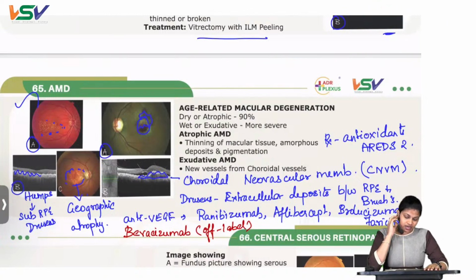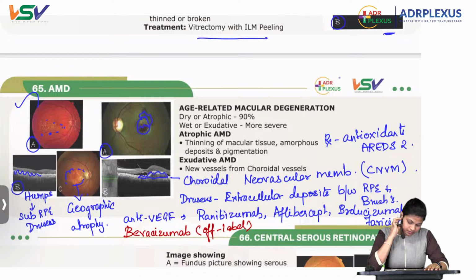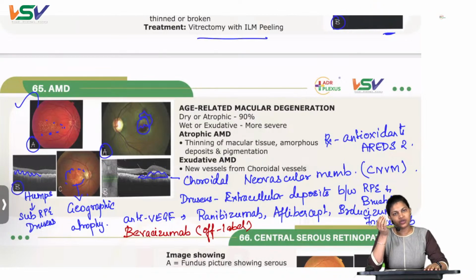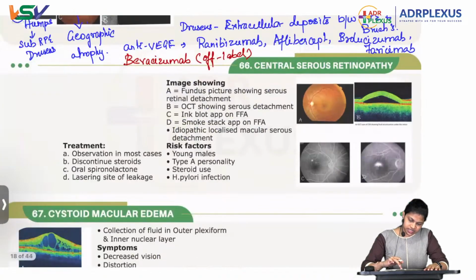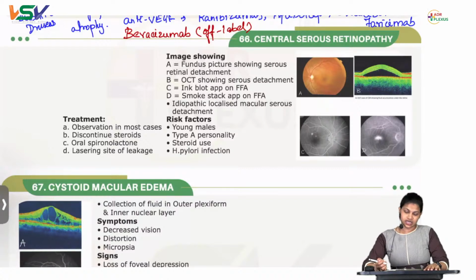So, age-related macular degeneration, dry or wet. Dry has drusens, humps in the OCT, sub-RPE drusens, geographic atrophy, and you have the AREDS 2 formula antioxidants as the treatment. In exudative, you have neovascularization, choroidal neovascular membrane. We give anti-VEGF: ranibizumab, aflibercept, brolucizumab, and faricimab. Bevacizumab is off-label.